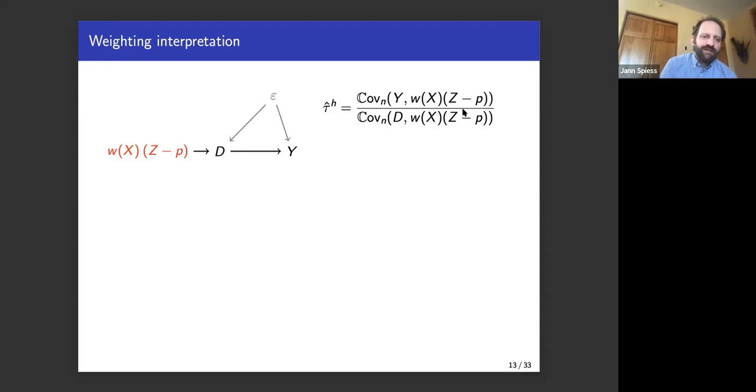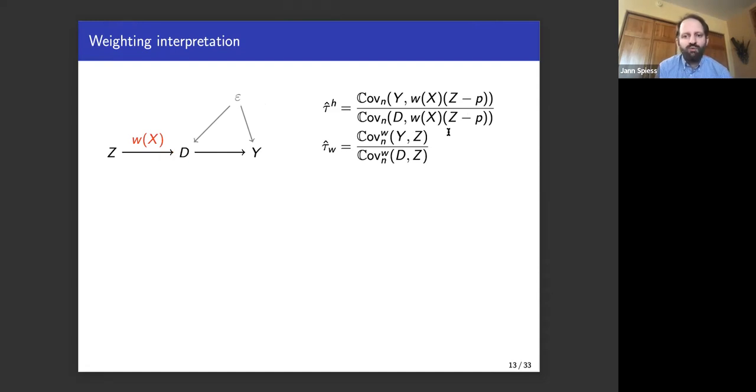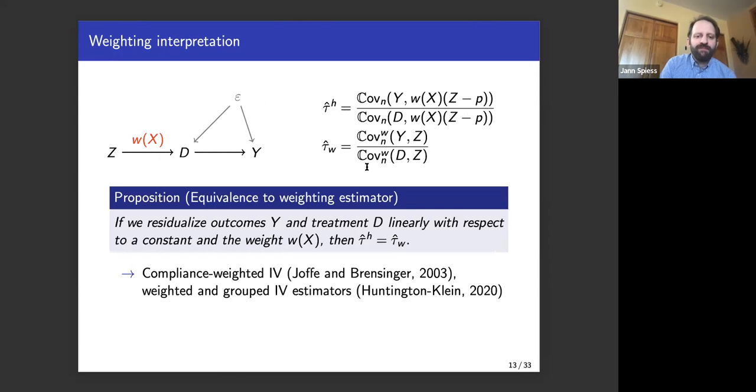I could alternatively interpret what I'm doing here as running an IV regression where I take the empirical covariance of the outcome and the instrument, normalized by the empirical covariance of the treatment and the instrument, but I include a weight in that regression. Now, it turns out that those two are not mechanically exactly the same because the two covariances are normalized in slightly different ways. However, as long as we include the weight itself as a control in our IV regression, then those two are exactly equivalent.